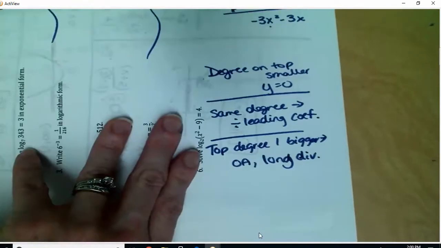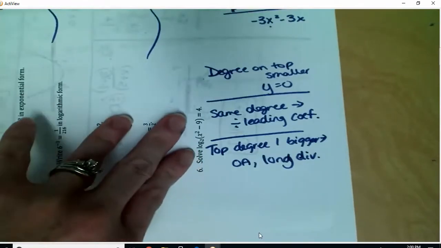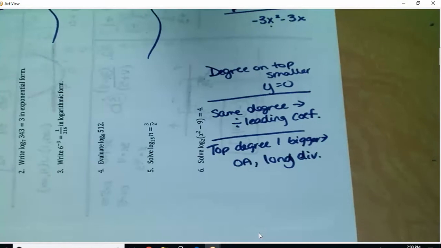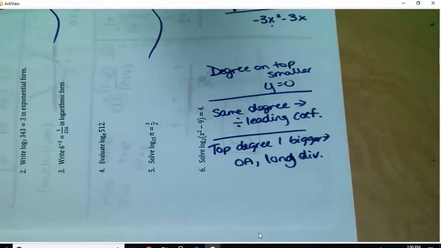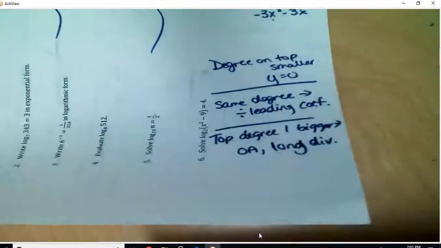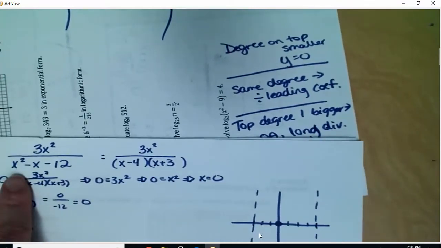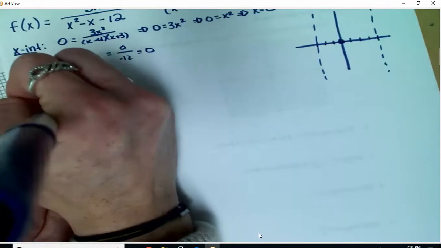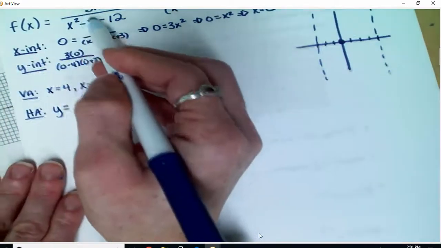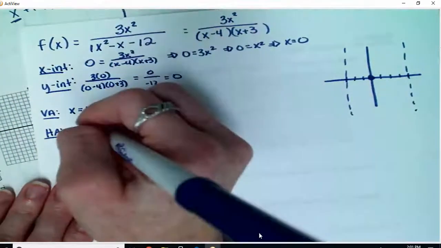Okay. So make sure you know those rules. There'll be several questions involving those asymptotes. If I look at this one, my problem, we had a 3x squared over x squared. So it's the same degree on top and bottom. So that means it would be a horizontal asymptote. Y equals, you divide the leading coefficients. So 3 divided by 1 is 3.